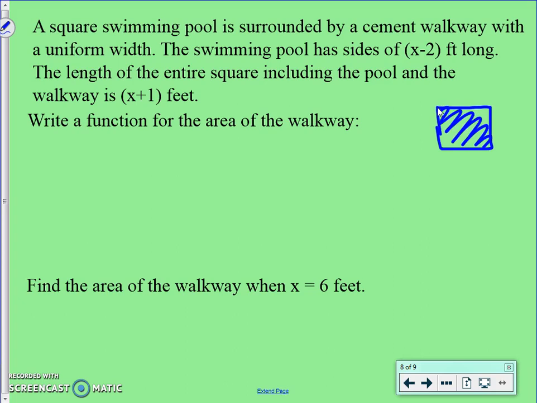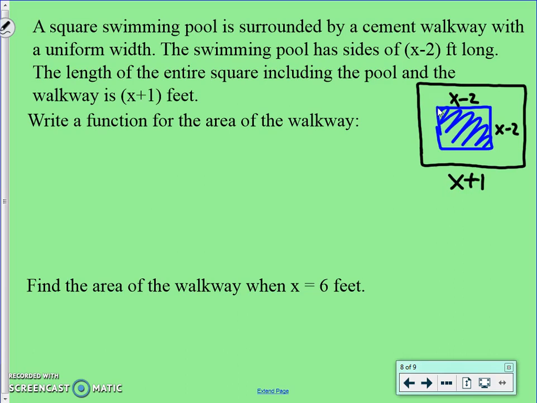Beautiful. We know that the swimming pool is surrounded by a cement walkway with a uniform width. We'll draw on that in a moment. The swimming pool has sides of x minus 2 feet long, and since it's a square, all the sides are the same. Now the length of the entire square, which would include the swimming pool plus the walkway around it, so I'm going to draw the walkway around it now, okay? Including the pool and the walkway is x plus 1 feet.